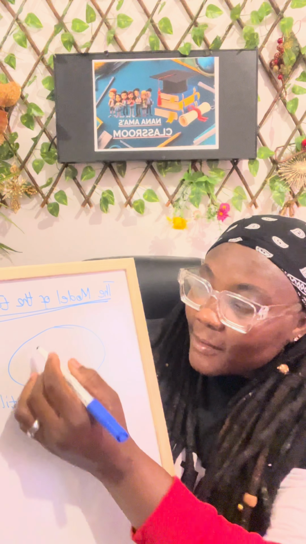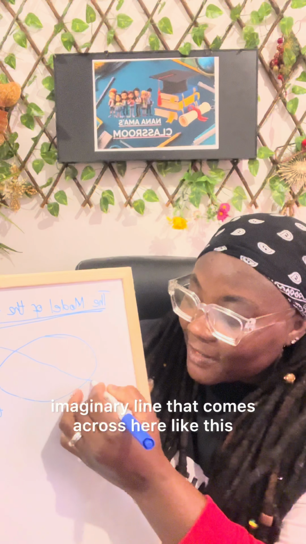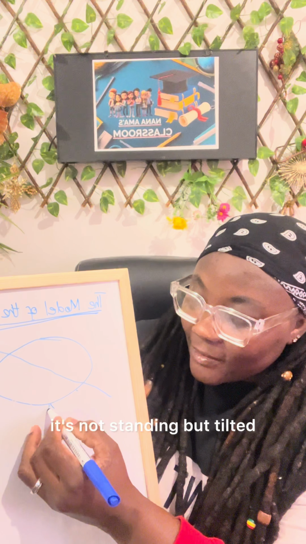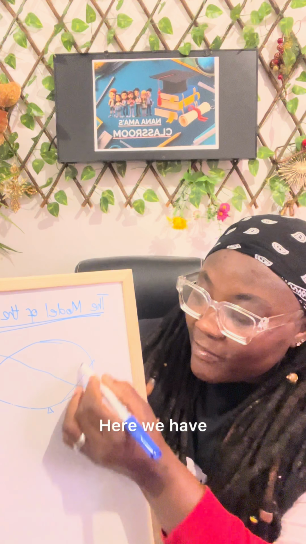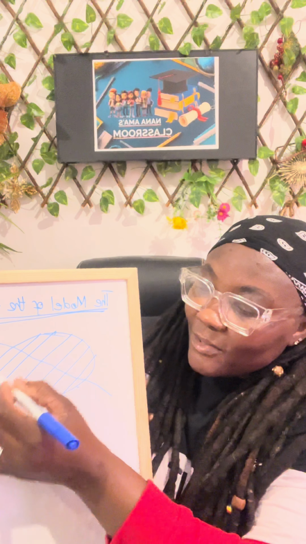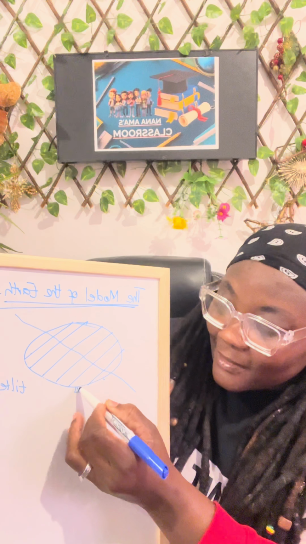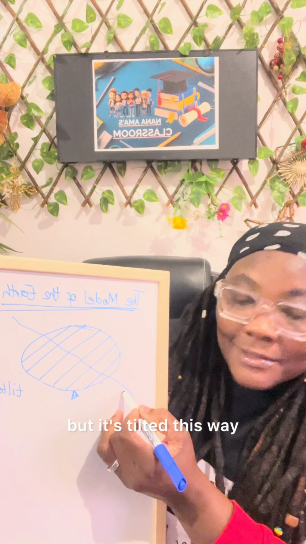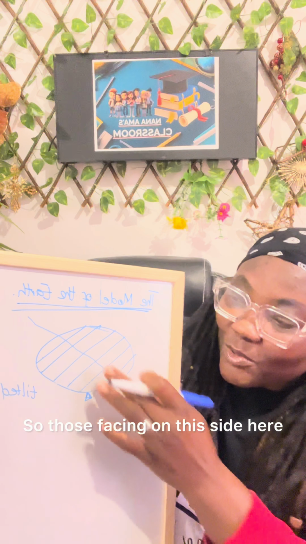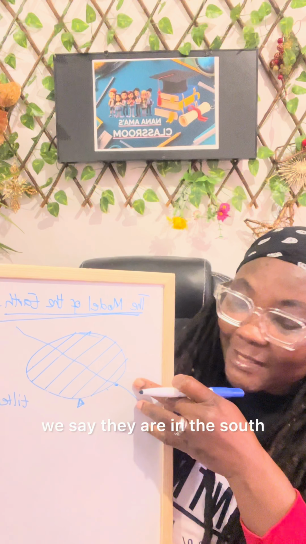So here we are. There's an axis, an imaginary line that comes across here like this, and it is tilted. It's not standing but tilted. Here we have the imaginary lines that go across it. So there it is. This is how the world is tilted on its axis. So it might be like this, but it's tilted this way. Not standing straight, but tilted. So those facing on this side here, we say they are in the north. Those down here, we say they are in the south.